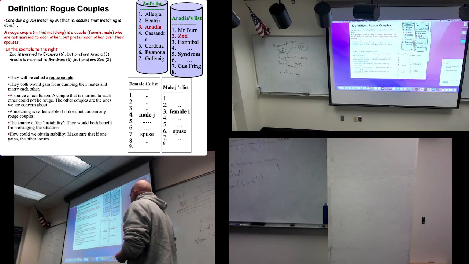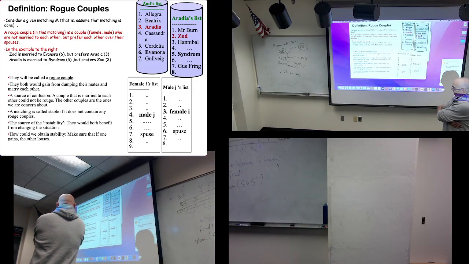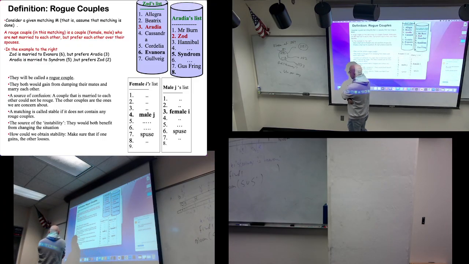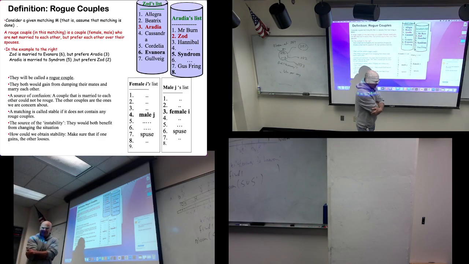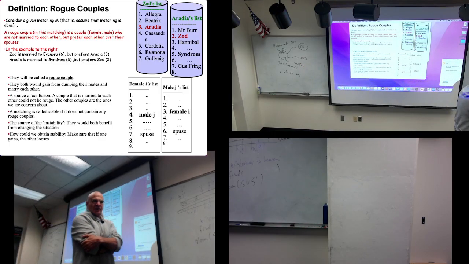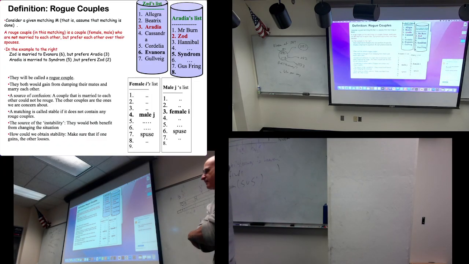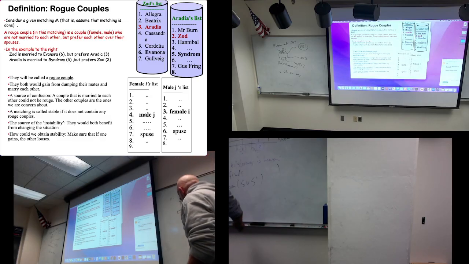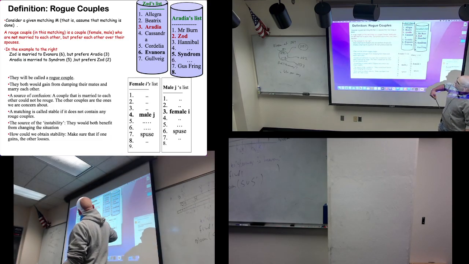Okay, and let's define what is a rogue couple. Very, very basic definition in the algorithm. So let's assume that we matched everybody. They are already married or they are about to be married, your choice. But we want to say that this is not a good matching if there is a rogue couple in this matching, an unstable couple. So what is a rogue couple?